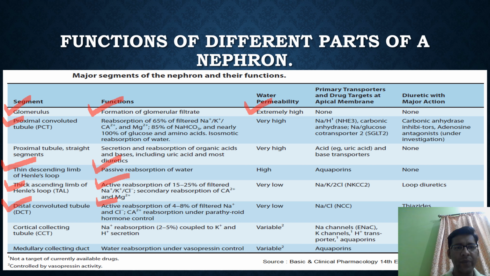Collecting tubule having function of sodium reabsorption. So this is how from the urine different substrates get absorbed or secreted, and finally urine comes to the urinary bladder via the ureter.